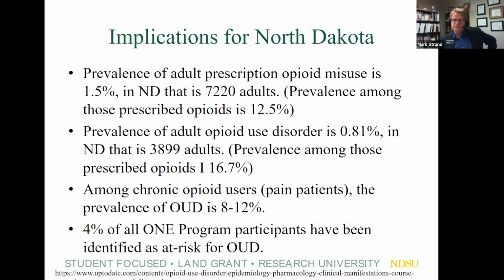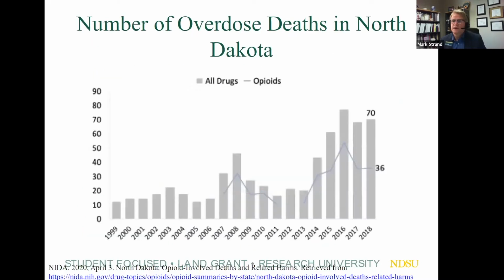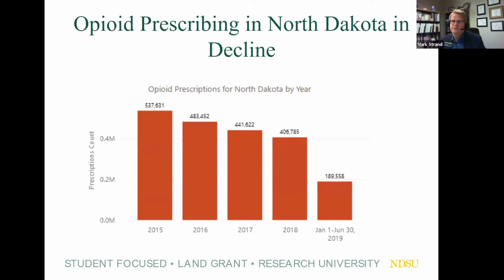We also found in our program that 4% of all participants have been identified as at risk for opioid use disorder. Now that includes everyone in the state of North Dakota who's a part of the program, whether they're getting a supply of oxycodone for a tooth extraction or whether they're a chronic pain patient. 4% have been identified as at risk, which is a substantial number when you consider this volume of opioids that are prescribed every year.